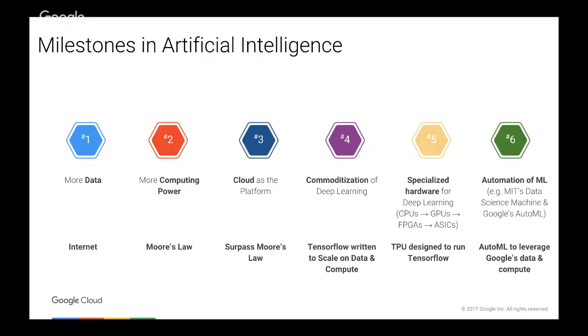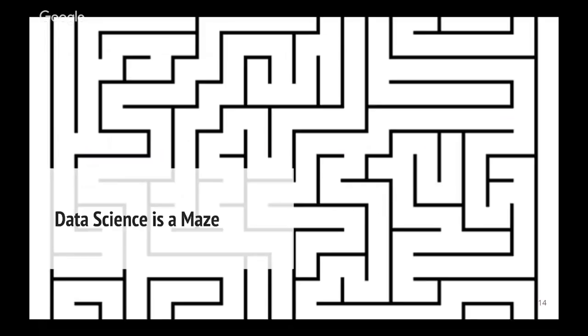And the automation. So we have surpassed Moore's law because of cloud and the TensorFlow library, which has been written to scale. That is the reason AI is all the rage now. So we'll start with how our approach should be to machine learning.